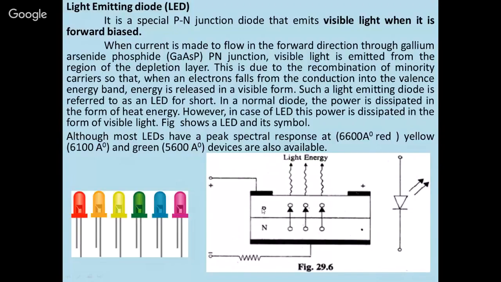Here is a simple P and N junction, so when the supply is given, the recombination of minority carriers takes place. The electrons jump to the holes, they start emitting energy, and that energy comes out in the form of light energy.